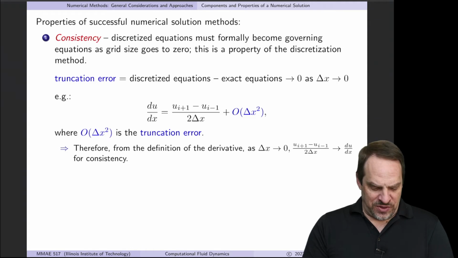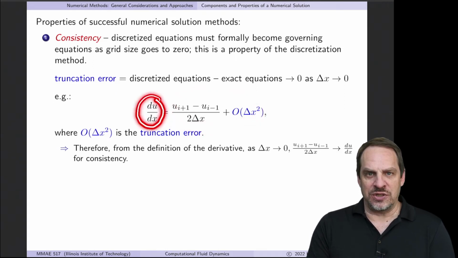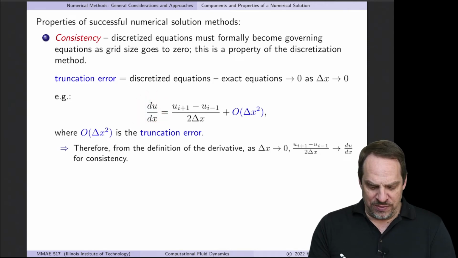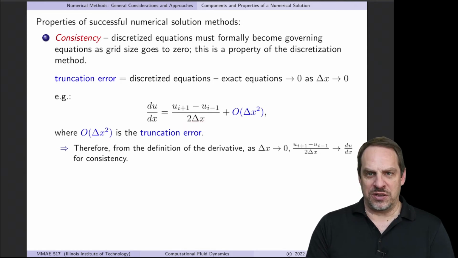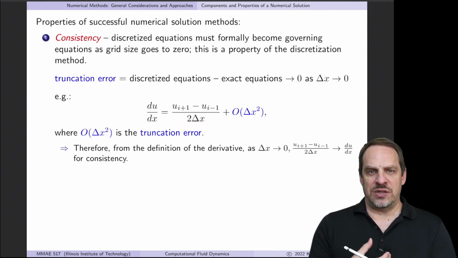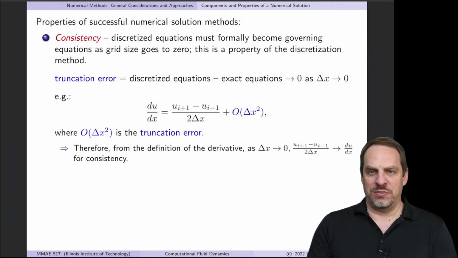The idea of consistency is as follows. As I formally take delta x going to 0, this must formally become this, the continuous derivative. Well, as delta x goes to 0 here, this term goes away. And as delta x goes to 0 here in the denominator, well, that's essentially the definition of the derivative. And so this will formally become that.